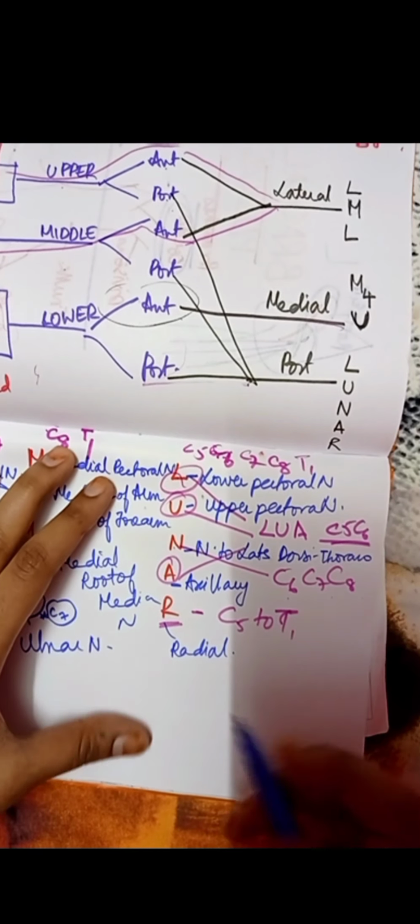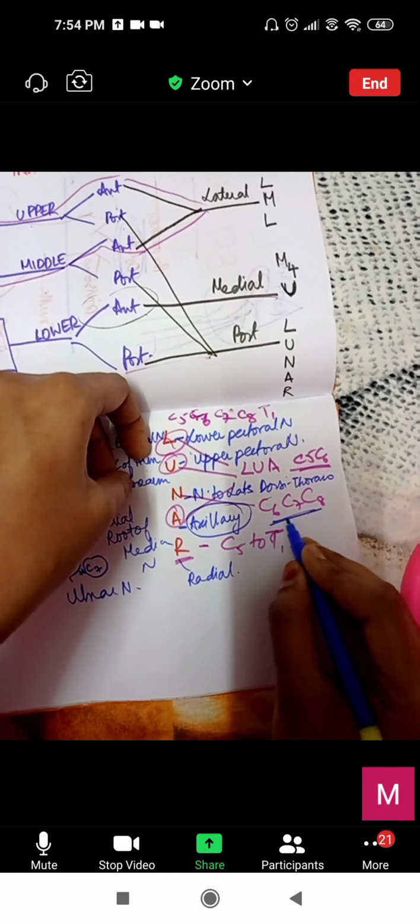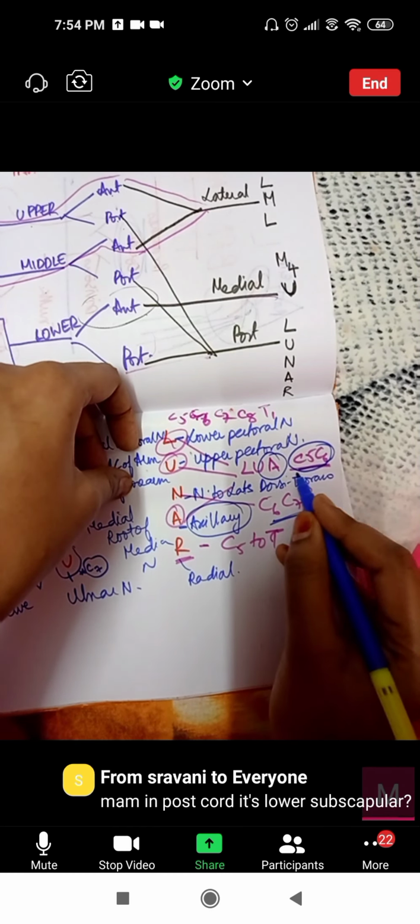Now, if you are asked the root value of axillary nerve, what I will say, the axillary nerve is C5 and C6. Right, C5 and C6.